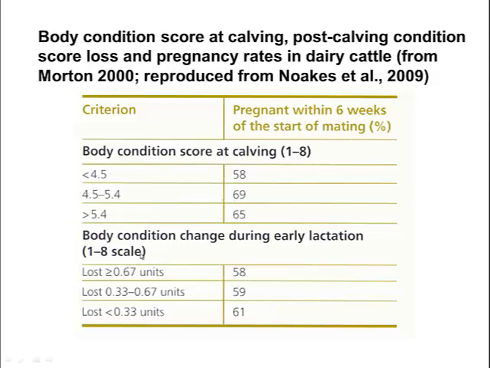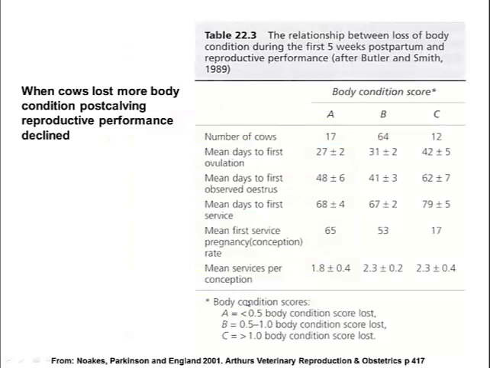Let's look at body condition score change during early lactation. If they lost a lot of body condition score following calving, their pregnancy rates tended to be lower than those that lost less body condition score following calving. This is another study where we're looking at 3 different types of animals. Cows that lose a little bit of body condition score compared to cows that lose a lot of body condition score, 1 body condition score following calving.